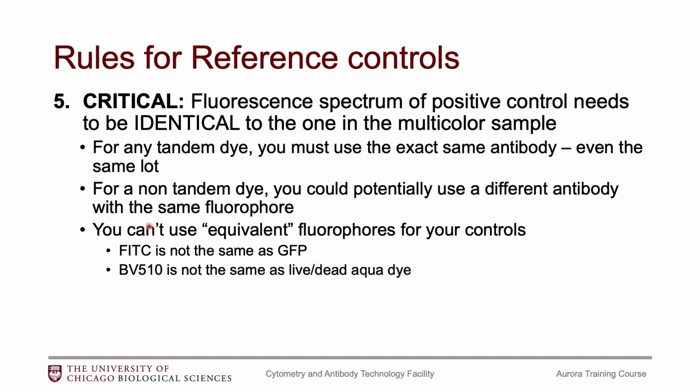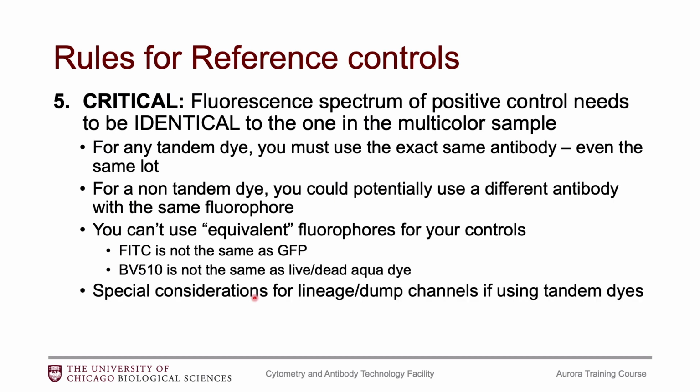Another reminder, please do not use equivalent fluorophores for your controls. Some people have picked up these bad habits where they use a FITC single stain control for their sample that contains GFP, or maybe they use a BV510 control for their fully stained sample that has the live dead aqua dye. You should not be doing this ever, but it is particularly important on the Aurora that you do not make these swaps. Please use the exact same dye for your controls as you use for your fully stained samples.